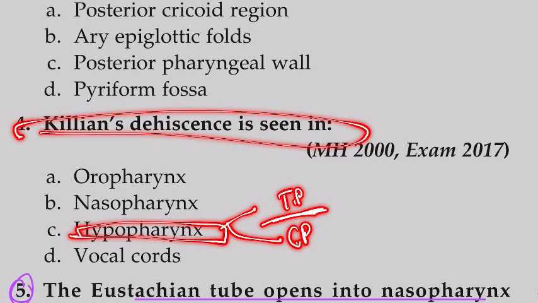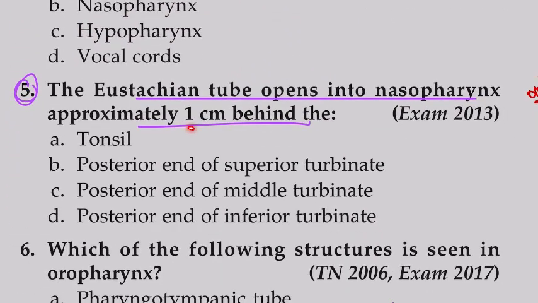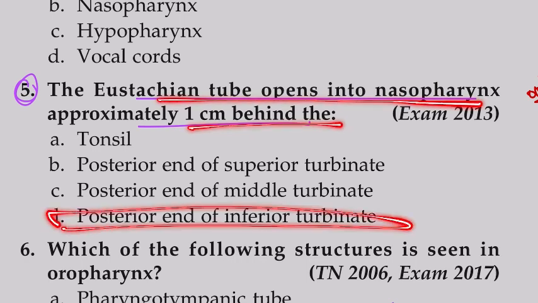Okay, now the eustachian tube opens into the nasopharynx approximately 1 cm behind what? The posterior end of the inferior turbinate, right? The eustachian tube opens in the lateral wall of the nasopharynx, about 1.25 cm behind the posterior end of the inferior turbinate.